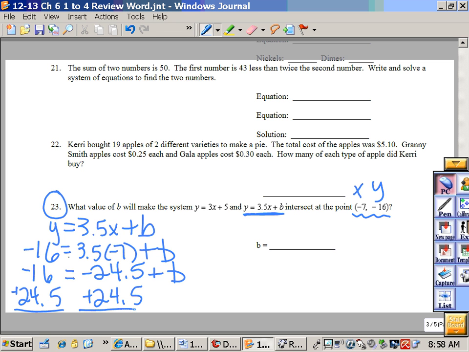And if you add those two together, that gives you, well, the signs are different, so you have to subtract. And that is b equals 8.5. Because, see, it's 24.5.